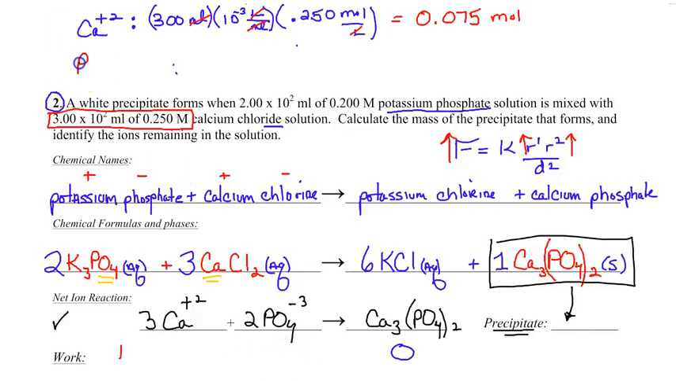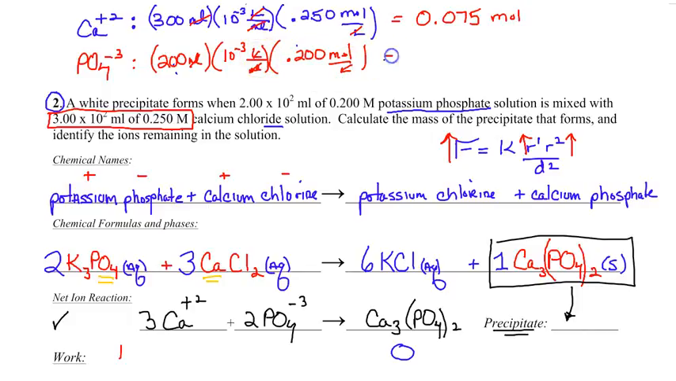Okay? So my phosphate ion, PO4 3-, and same idea, they gave me, in this case, 2.0 times 10 to the 2 milliliters, so they give me 200 milliliters. I'm going to times it by 10 to the negative 3 liters per milliliter. Milliliters go bye-bye, that gives me liters, and I times it by my molarity, which is 0.200 moles per liter, and you can see we get moles. So we put that in our calculator, and we get 0.040 moles.